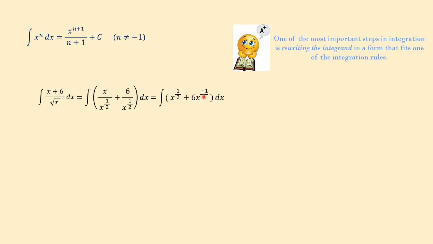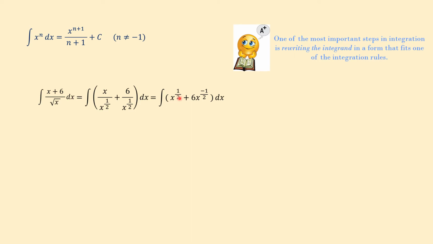So x to the 1 over x to the 1/2 equals x to the 1/2 plus 6 x to the negative 1/2. We bring this x to the 1/2 to the top. And to bring it to the top, we change the sign of power. We make it negative. So 6 over x to the 1/2 equals 6x to the negative 1/2. Now we can integrate these expressions with power rule.